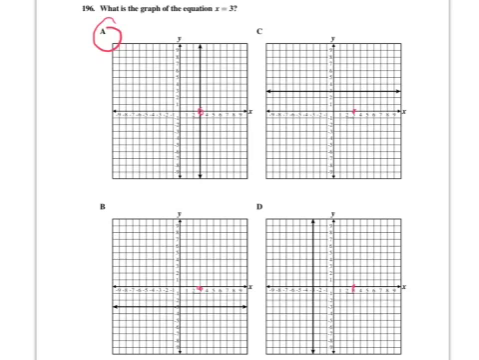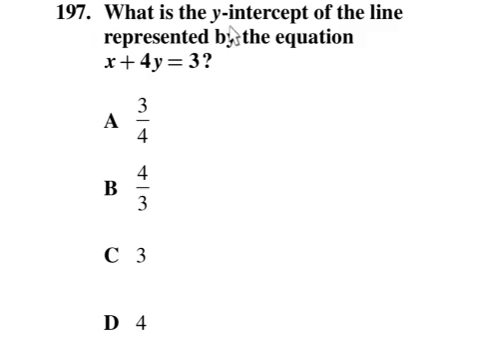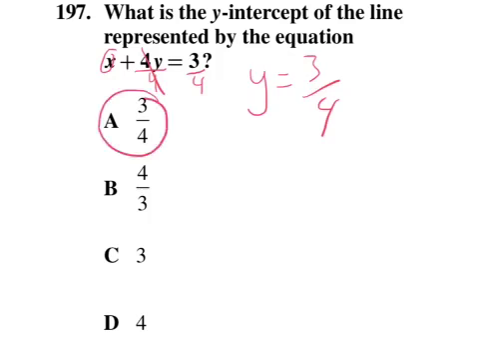X-equal graphs are always vertical. If I want my y-intercept, don't I want y? Yeah. So don't I put 0 right there? So won't that disappear? Yeah. So when I divide both sides by 4, what do I get? 3 over 4. So what's my y-intercept? 3/4. If I wanted my x-intercept, wouldn't you put 0 right here? Wouldn't it be 3? Yeah. That's your x, and that's your y-intercept.